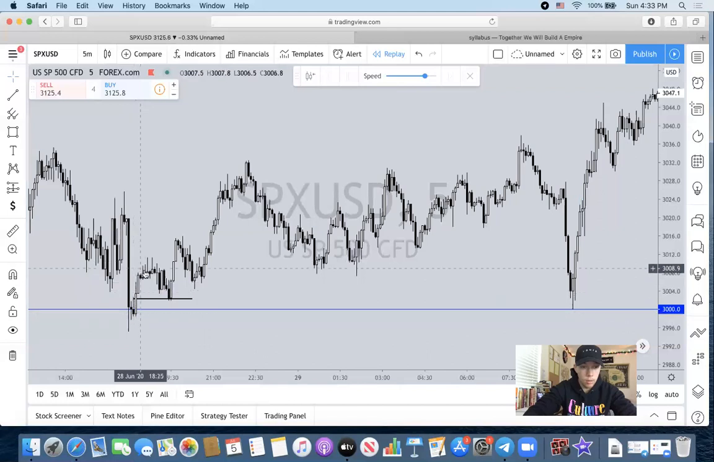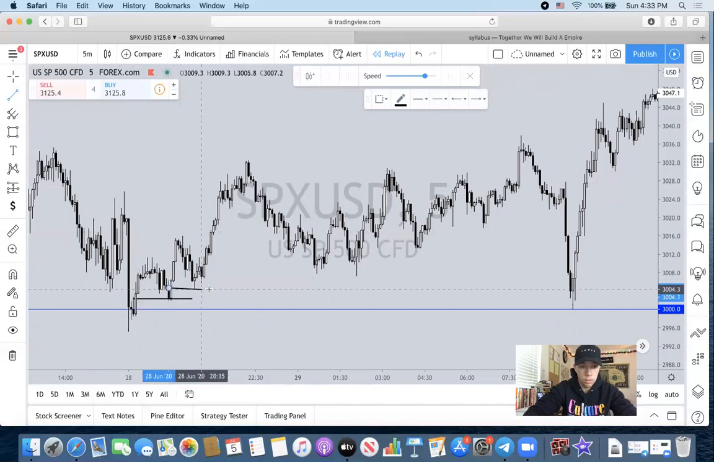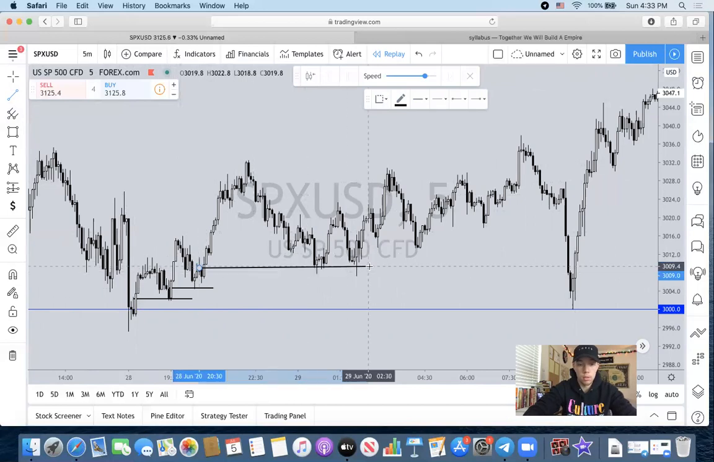Last down candle, up move, mitigation. Last down candle, up move, mitigation. Last down candle, up move, mitigation.